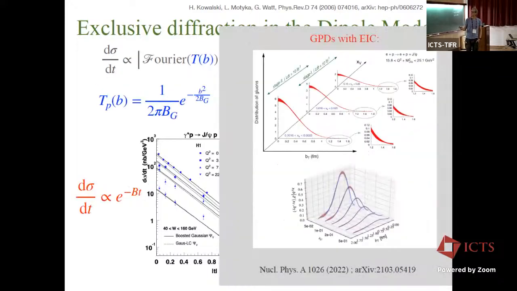And that's it, we're done. And this, of course, is similar to GPDs, which we can measure with the EIC, which also has this kind of bell shape, Gaussian shape.